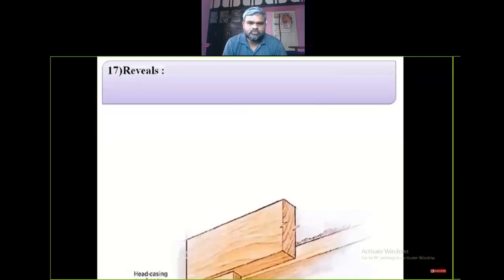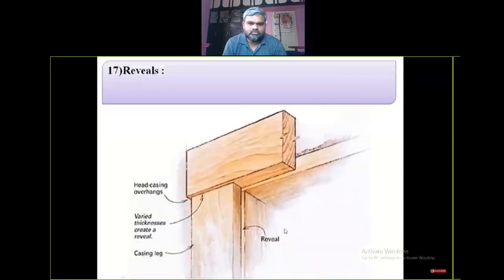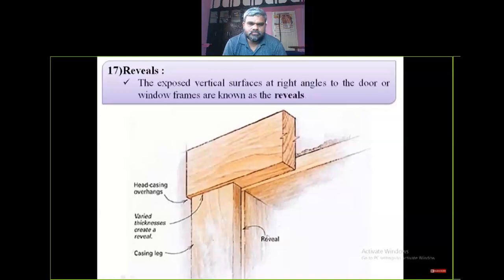Next term is rivets. In this image you can see this is the rivets. The exposed vertical surface at right angles to the door or window space are known as rivets.